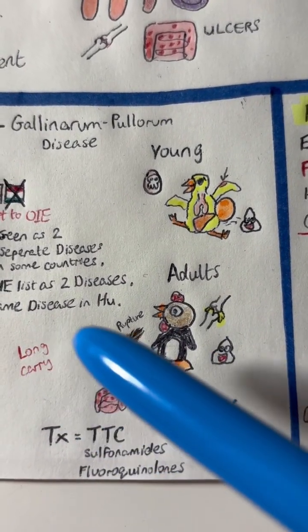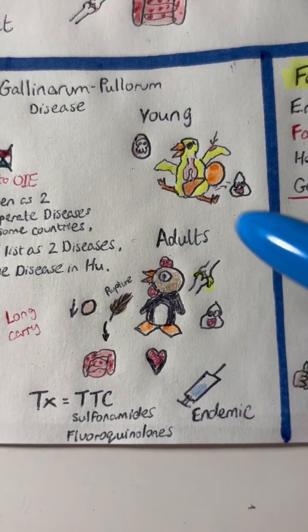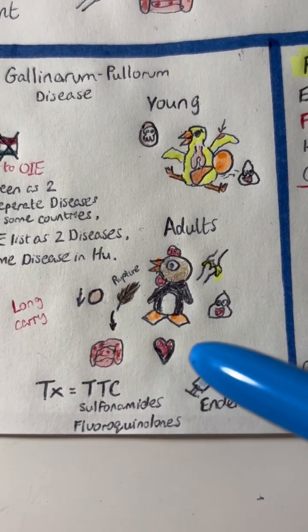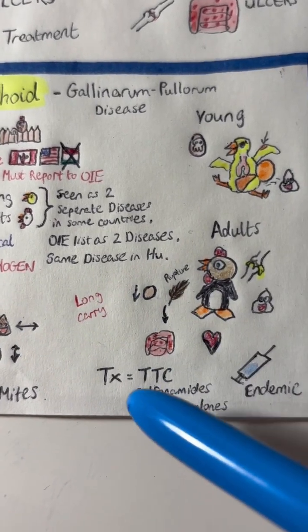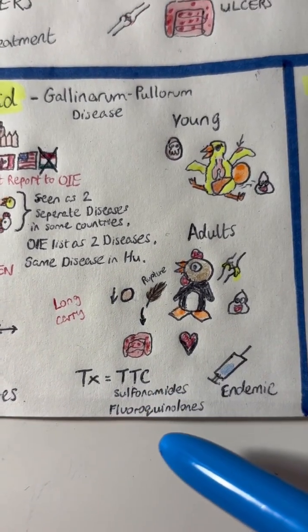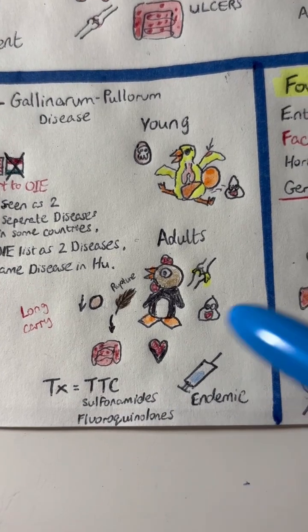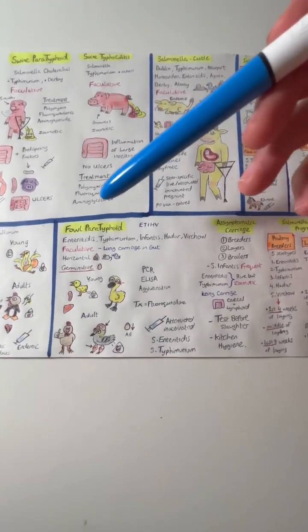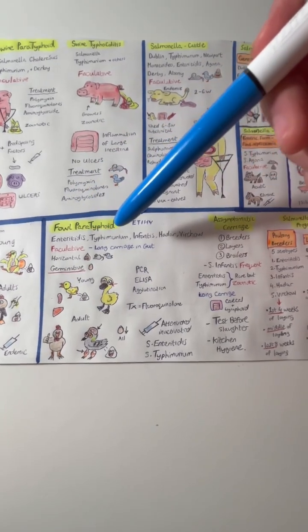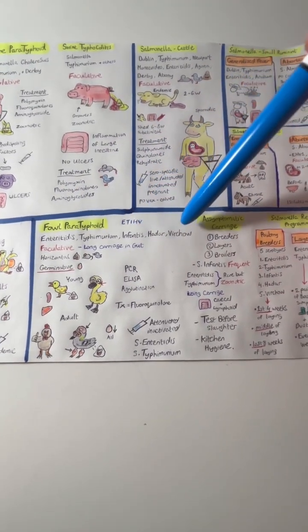They'll have decreased egg production, as well as purulent arteritis and necrosis of the heart muscle. This disease has a long carriage, but you can treat it with tetracyclines, sulfonamides, and fluoroquinolones, and you can vaccinate them in endemic areas. For fowl paratyphoid, it is caused by the serotypes Enteritidis, Typhimurium, Infantis, Hadar, and Virchow.